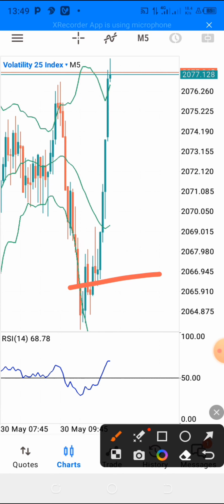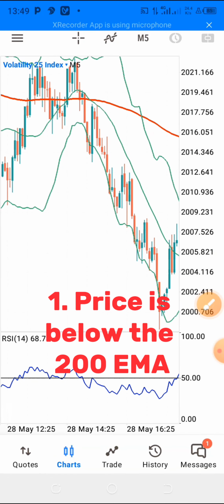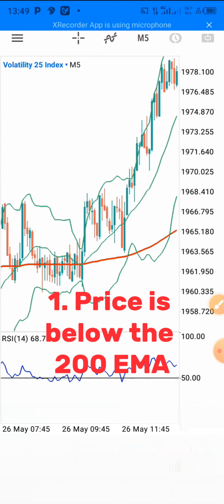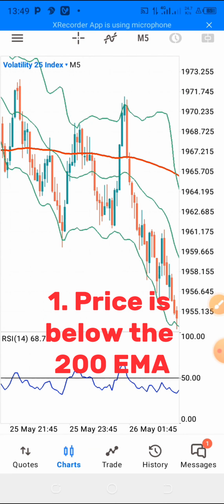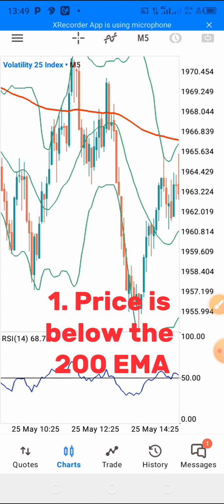So let's look at a sell condition. What are the selling conditions? Like what I said, the price is to be below the red line. So whenever we are below the red line, let's look for another example. Here, we have a perfect example.